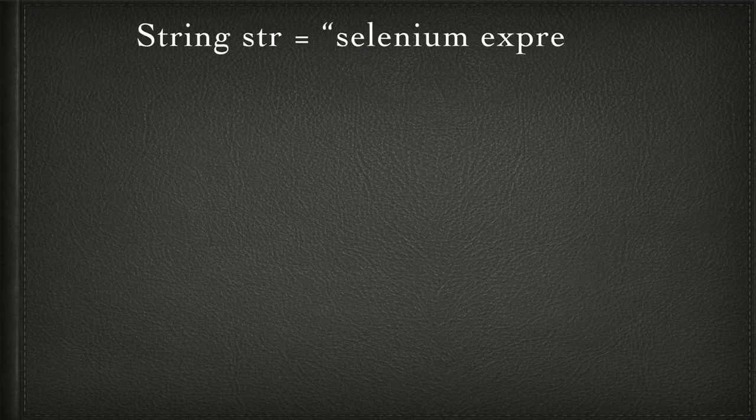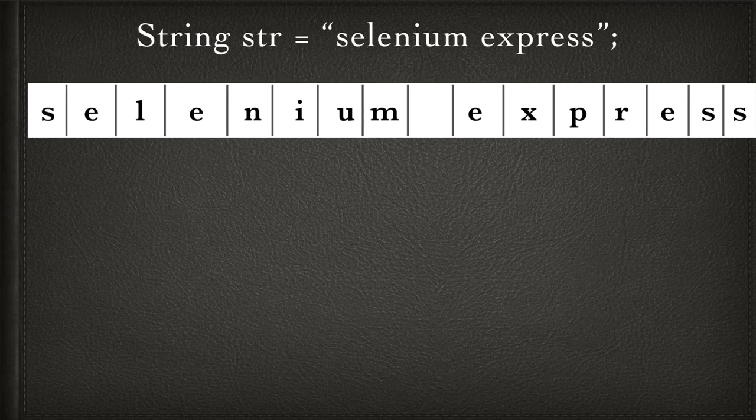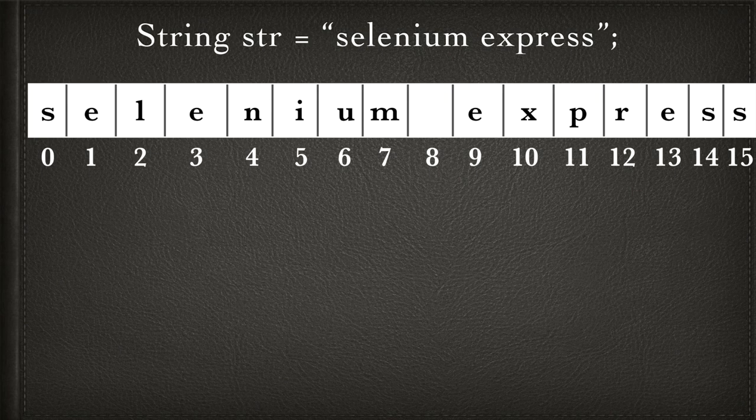Alright guys, so now this is a task for you. Let's say I have the same string here called Selenium Express, and we have seen how it is stored in the memory by using a char array. And let's say I want to fetch Express from here, right? From this complete string, I want to form a new string called Express. So how can I do it?